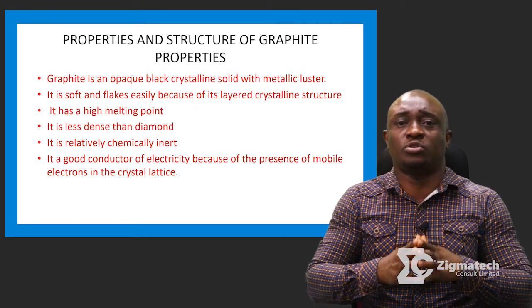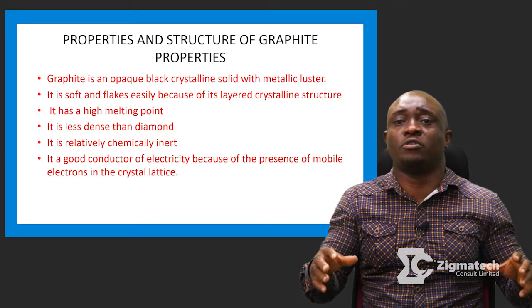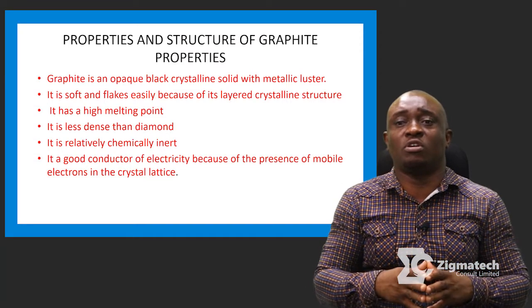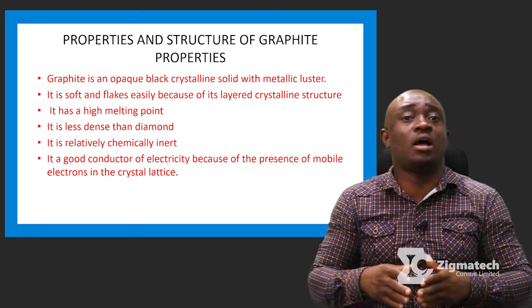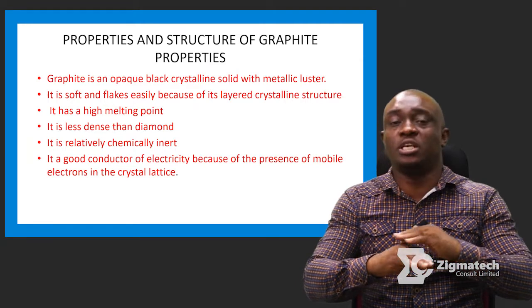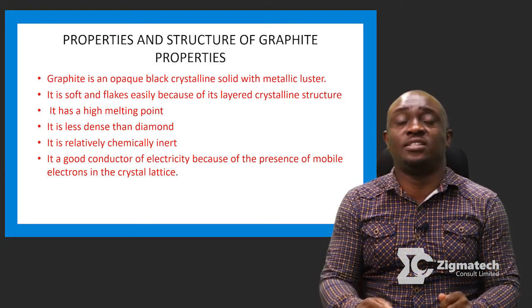Then graphite is soft and flexes easily because of its layered crystal structure. Now, if you go back to the structure, you understand that there's a broken line that represents the van der Waals forces. And because of the van der Waals force in between the carbon layers, you discover that they slide over each other, and it has a higher melting point, despite having van der Waals forces between the particles itself. Then it is less dense than diamond.